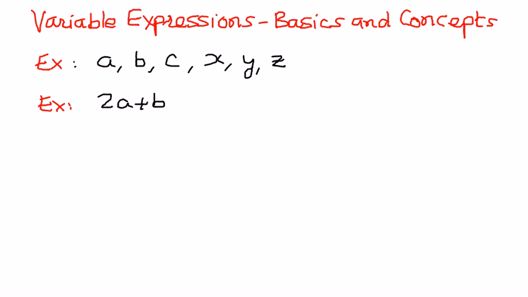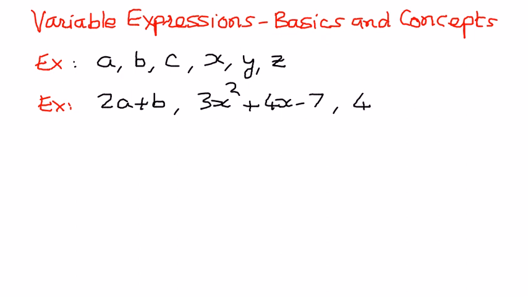Another example could be 3x squared plus 4x minus 7. This is an example of a variable expression. It could be as long as possible. It could be a monomial, a binomial, a trinomial, or a polynomial, and we could explain those as variable expressions.